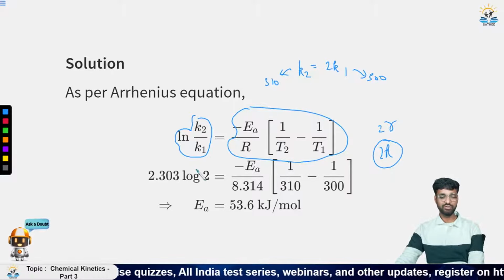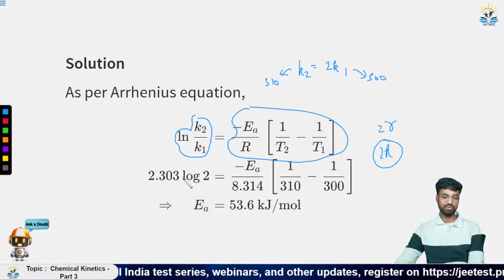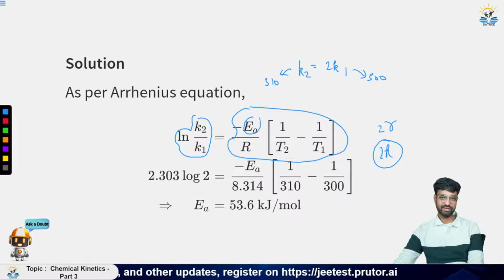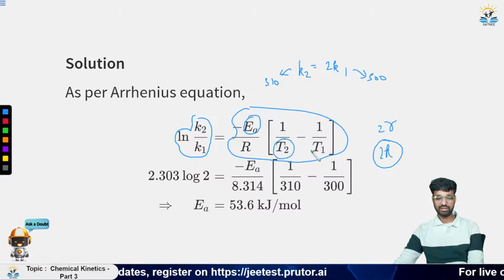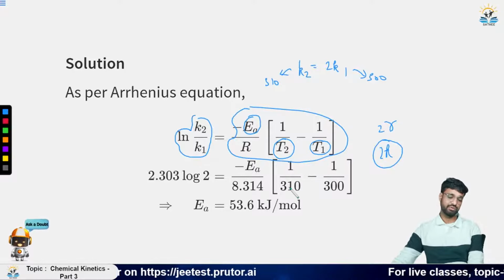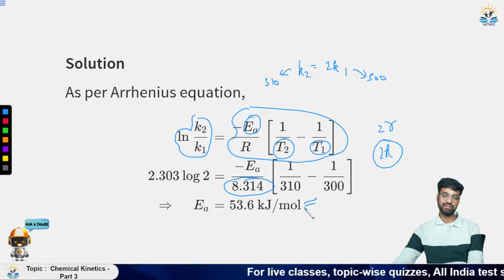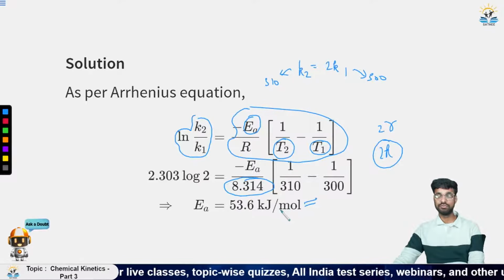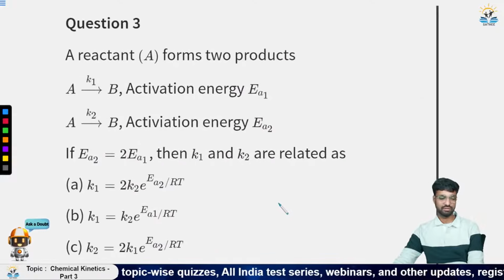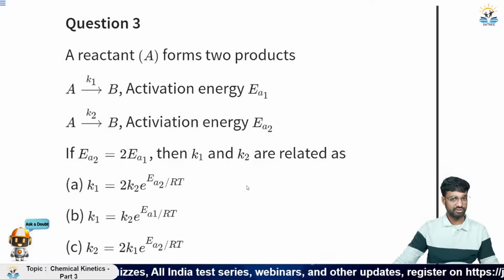So if you put it here, you will get ln 2, which will be 2.303 log 2. Now the activation energy value we have to find. Temperature is given, 300 and 310. We'll put those. We know the value of R, that is 8.314. So if we calculate it, you will get the activation energy value, that is 53.6 kilojoule per mole. So this is our final answer. Now let us move to our next question.